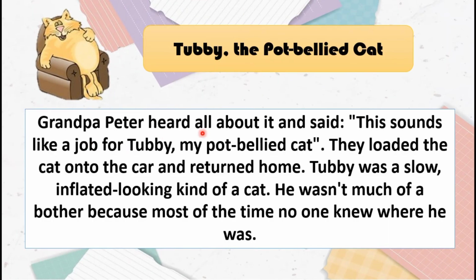Grandpa Peter heard all about it and said, "This sounds like a job for Tubby, my pot-bellied cat." They loaded the cat onto the car and returned home. Tubby was a slow, inflated-looking kind of cat. He wasn't much of a bother because most of the time no one knew where he was.